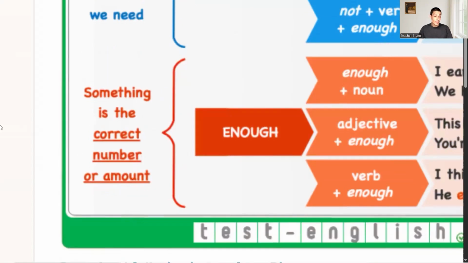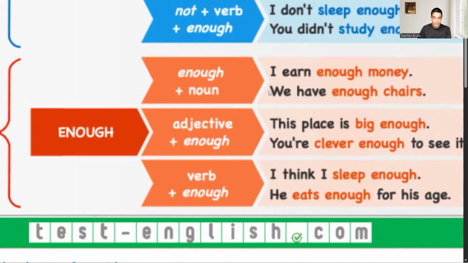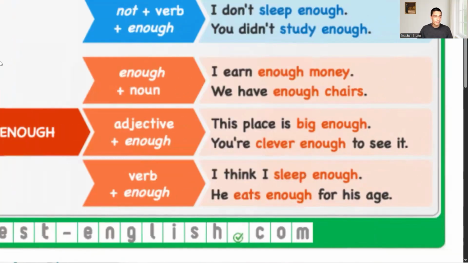And when something is the correct number or a correct amount, we use enough. I earn enough money. All right, I can pay my bills and live comfortably. That's enough. We have enough chairs. This place is big enough. That's appropriate. It's big enough. You're clever enough to see it. That means you are capable. You're clever enough.